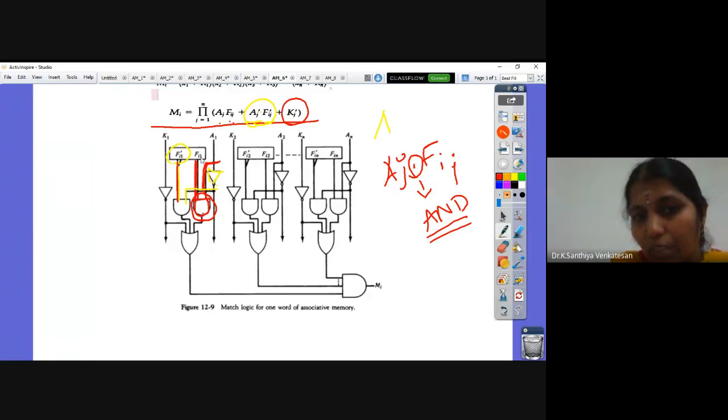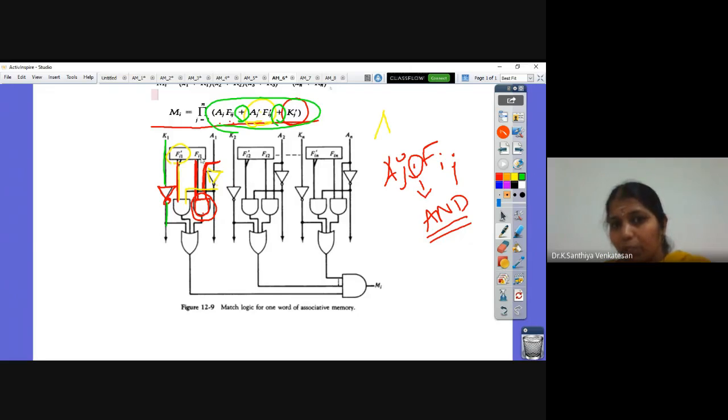Similarly, Kj dash. I'm not taking Kj directly, I'm taking the complement of it. To take the complement, we need an inverter. So K1 becomes K1 dash. Finally, for all these things, we should perform an OR operation. All the three should be ORed.